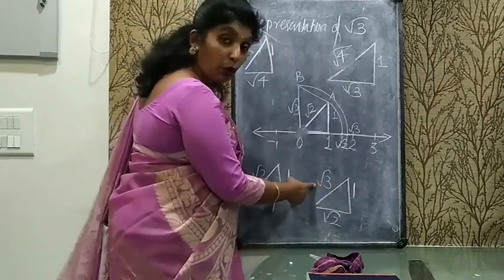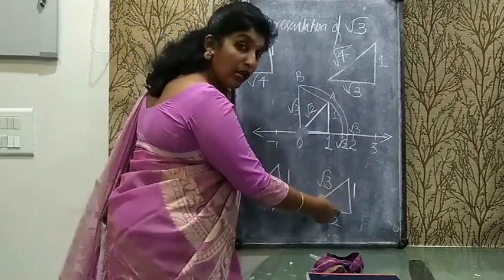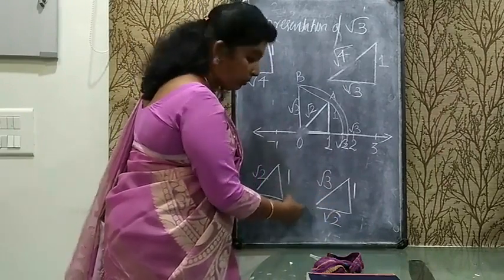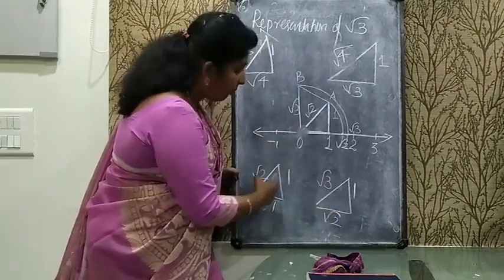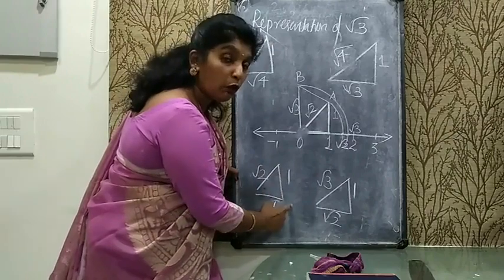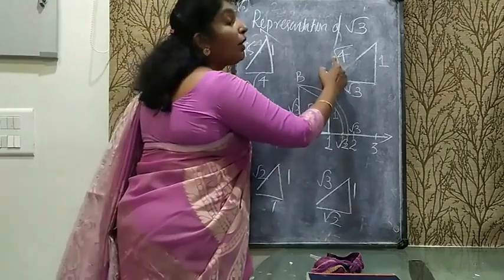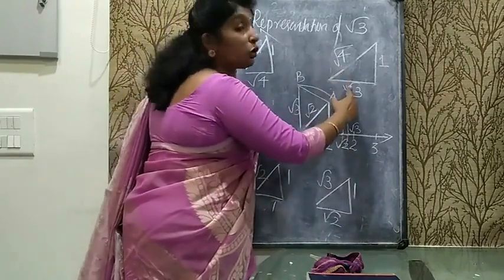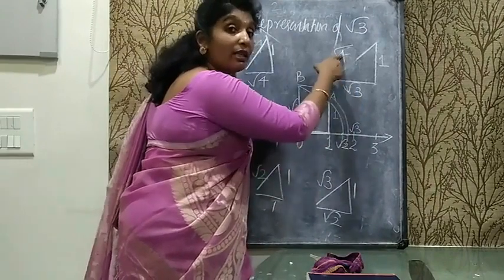If you want to draw root 3, perpendicular is always 1. Base should be root 2. If you want root 2, perpendicular is 1. Base should be root 1. Root 1 means 1. If you want to draw root 4, then the base should be root 3, 1 less than this.